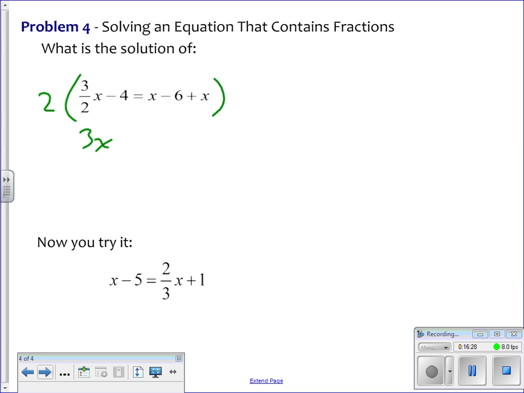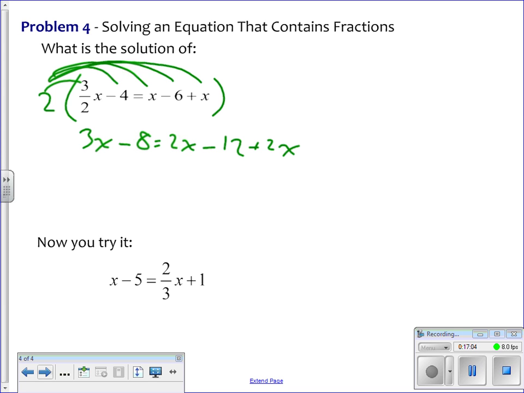Okay. 2 times 3/2 is 3. So I have 3 x's. No more fraction. That's what I'm trying to do here. What I have to do, 2 times negative 4, negative 8, 2 times x, equals 2x, 2 times negative 6, negative 12, and then 2 times x again gives me plus 2x. Look, one step, no fractions. Fractions are gone. Now it's an easy problem to solve.